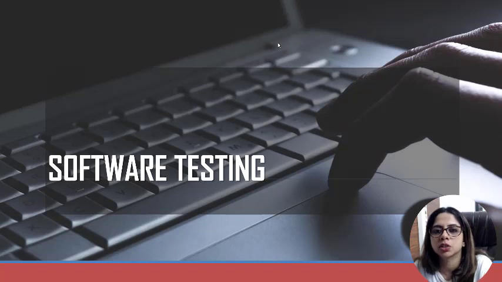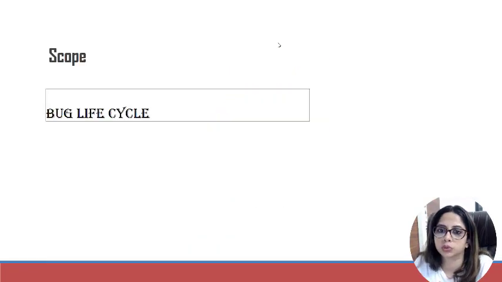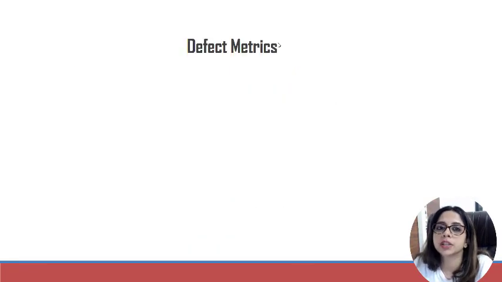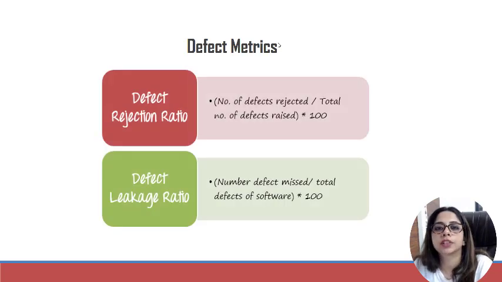In the previous session we did talk about what a defect is and the defect management cycle, but now we need to know what all stages a bug goes through. So let's begin. Before understanding the bug life cycle, we need to understand two very important metrics. One is defect rejection ratio and one is defect leakage ratio.